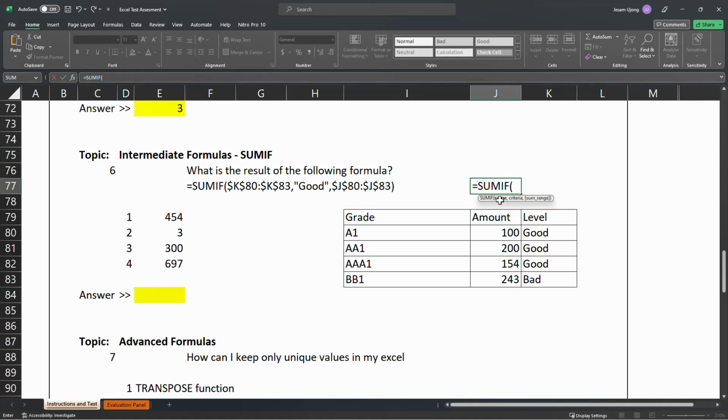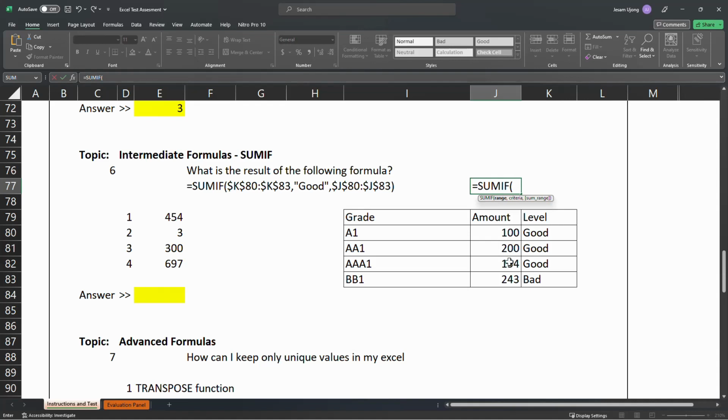There are three parameters in the SUMIF: the range, the criteria, and the sum range. That means if we come to this assessment, this is the range, this is the criteria, and this is the sum range. So what they are saying is, in this range, check for good. And for every good that falls within this range, sum the corresponding values in column J, because column J is the sum range.